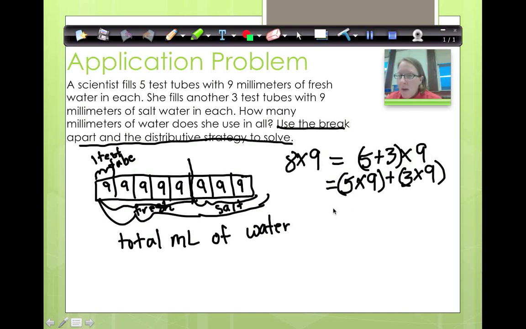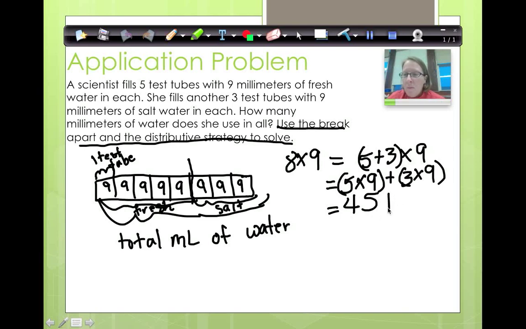Okay. Now, 5 times 9. 5, 10, 15, 20, 25, 30, 35, 40, 45. Can you see my fingers? I don't know if you can see my fingers, but when you get to 9, you get 45. All right? So 5 times 9 is 45.